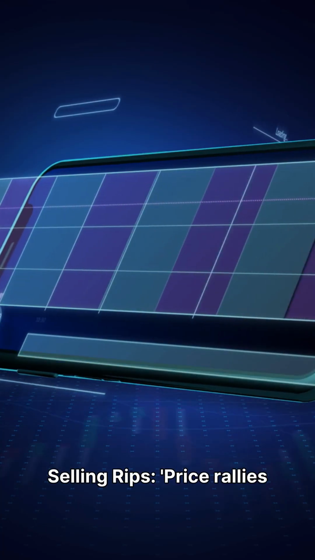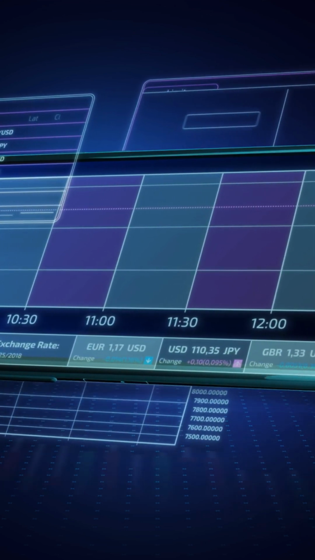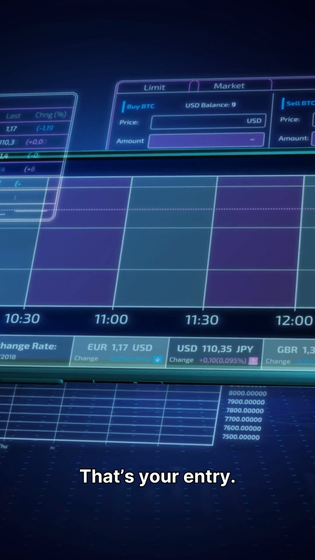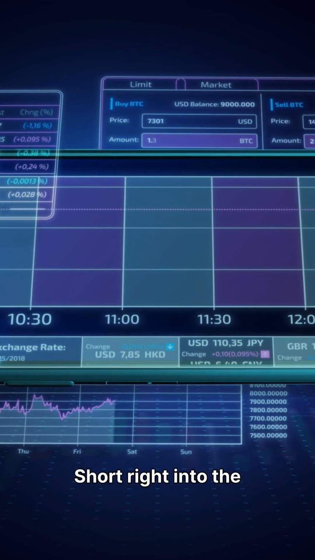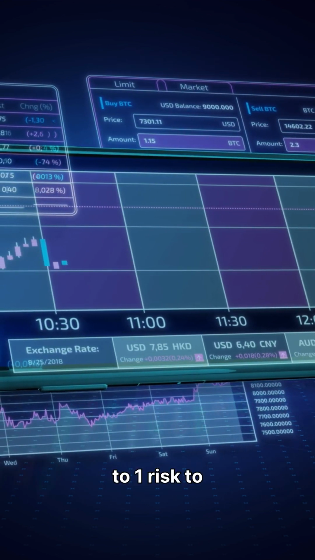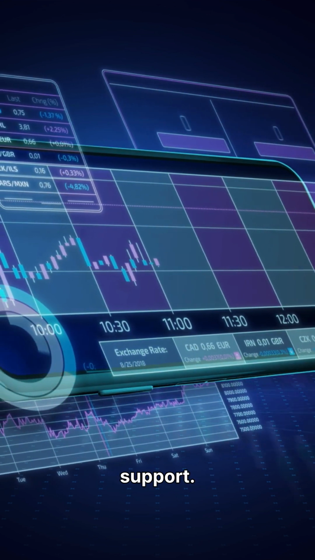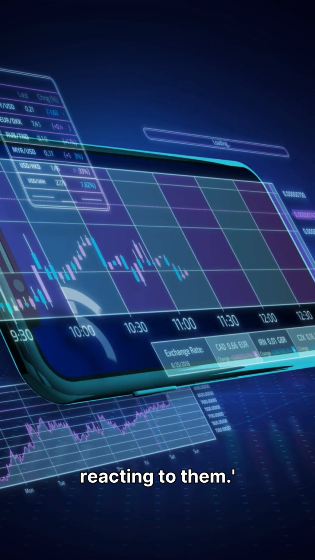Selling rips. Price rallies into resistance or fills an upside imbalance. You see price stretch. That's your entry. Don't wait. Short right into the rip. Place stop above the high at -5 to 1 risk to reward. Target is back into the range or prior support. You're front-running reversals, not reacting to them.